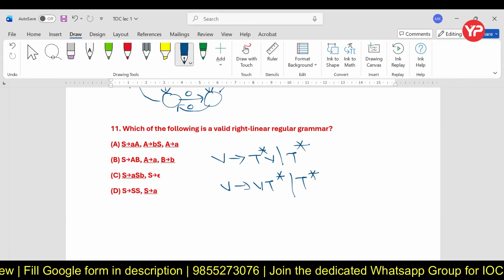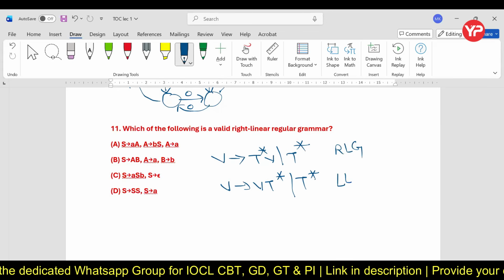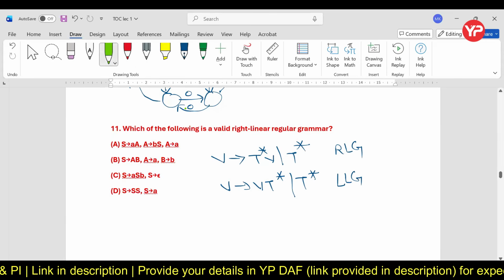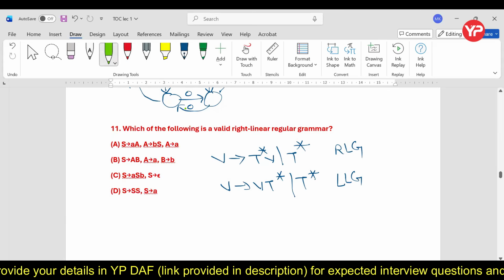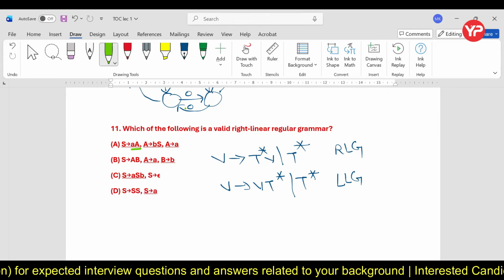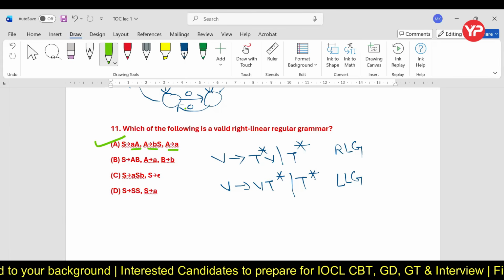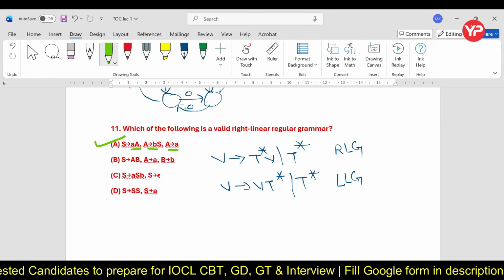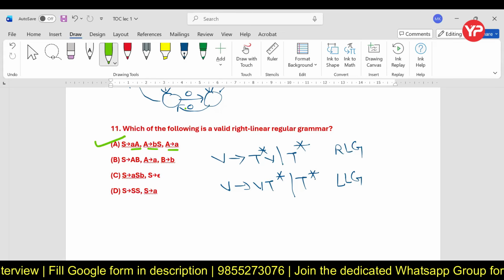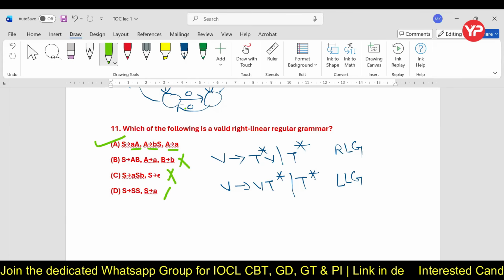Fine. Now, above one is the right linear grammar, below is the left linear grammar. Now see, S goes to aA. In this first production, the variable is at the right-hand side, and no other variable. That is a right linear grammar. Let's talk about B. In B, in the first production, S goes to AB. We have two variables, which is not allowed. At most one variable is allowed. In C, the variable is in the middle, not allowed. Again, not allowed.